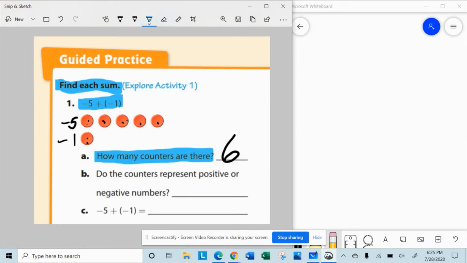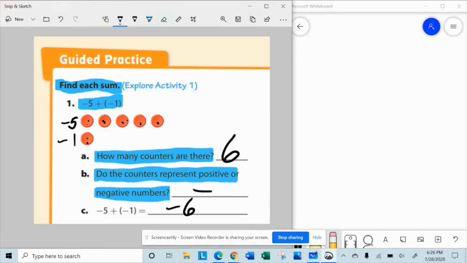And looking at part B, it says, do the counters represent positive or negative numbers? Well, in this case, they represent negative. If you feel like writing the word negative, you can, or you can just put the little negative sign. That's okay with me. So by looking at this, we know there are 6 negative counters, which means -5 plus -1 is -6. So that would be our answer for this equation.